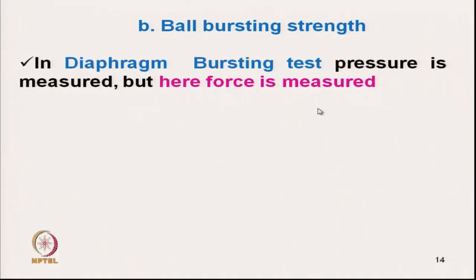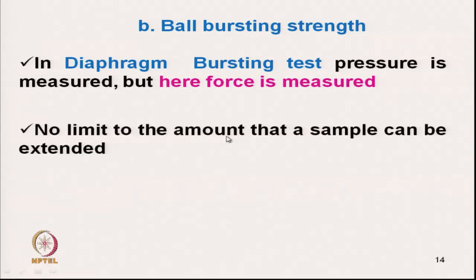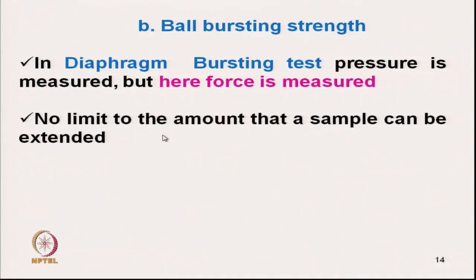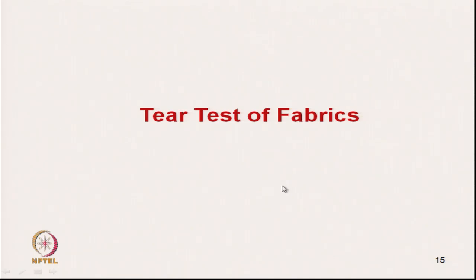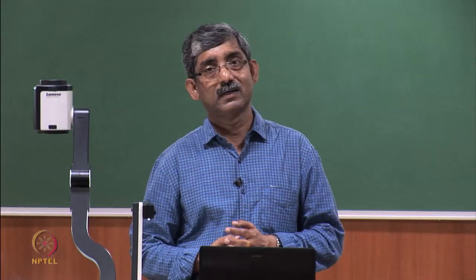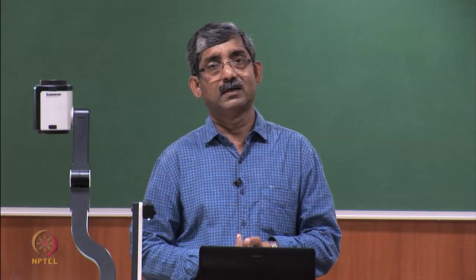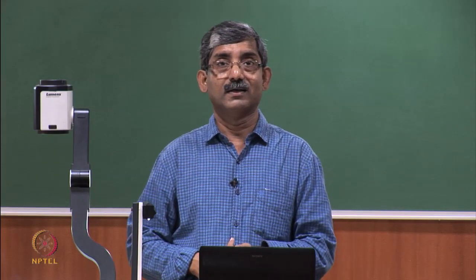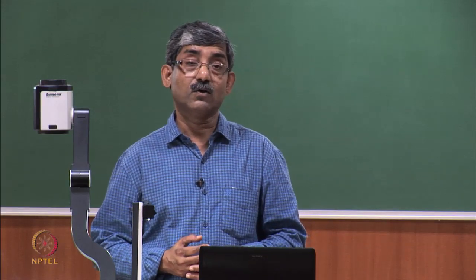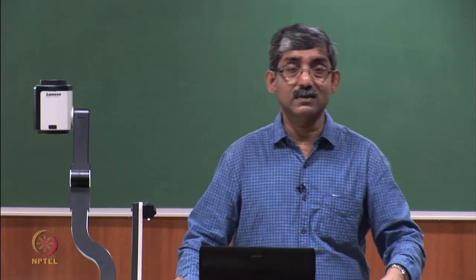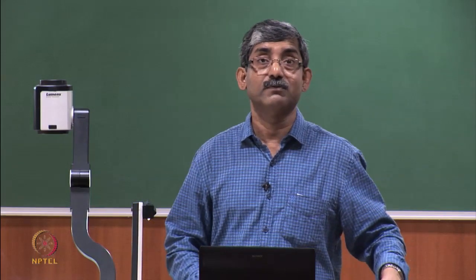In the diaphragm bursting strength tester, pressure is measured, but here the force is measured. There is no limit to the amount of stretch, and the load cell operates in compression mode, not in extension mode. So after bursting, now we'll start discussing tear testing, which is also an extremely important characteristic, not only for apparel type fabric, but for industrial fabric it's very important, okay.